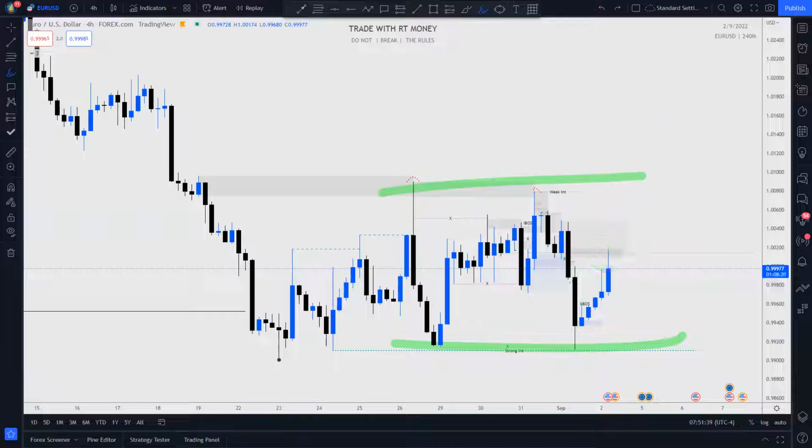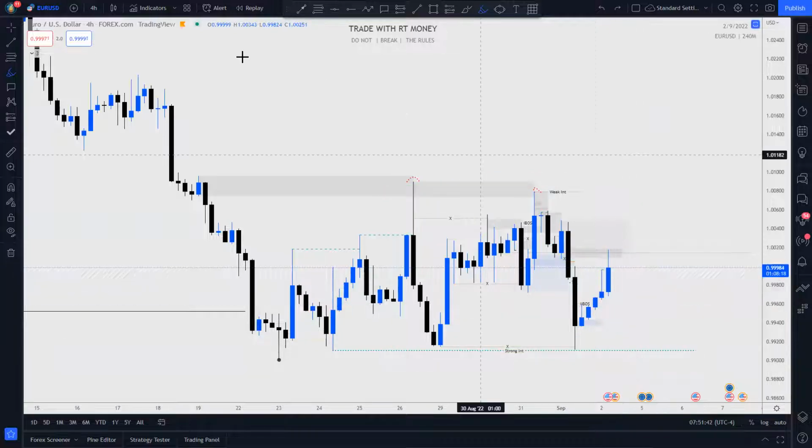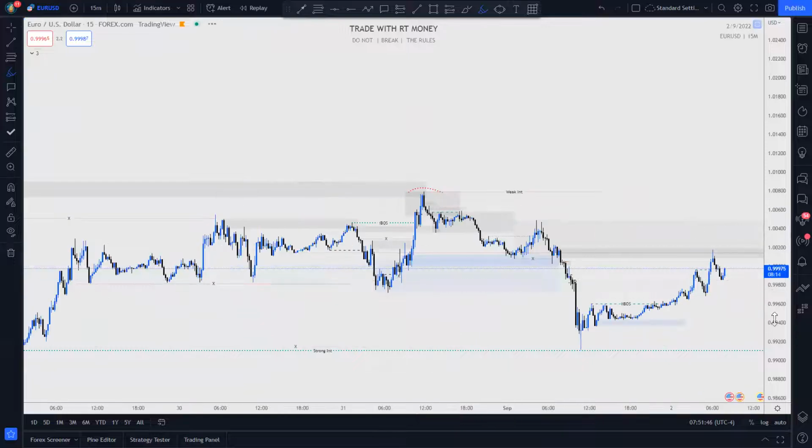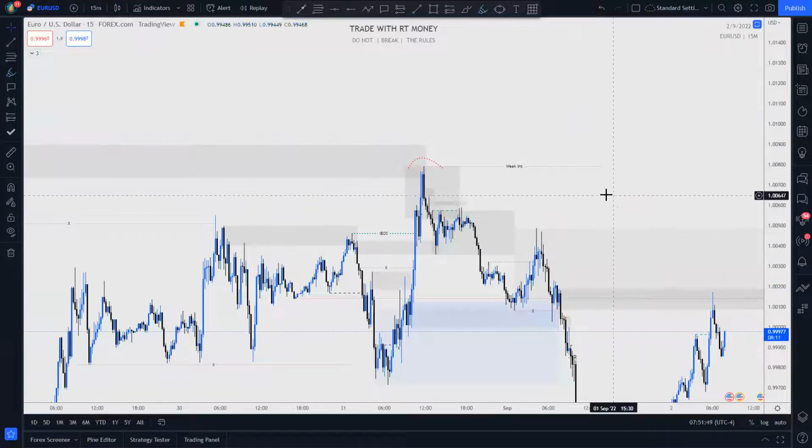Now, you just have to be careful with it. Let's go to the 15-minute, so I can tell you how this was played and how maybe I will be looking to play it.